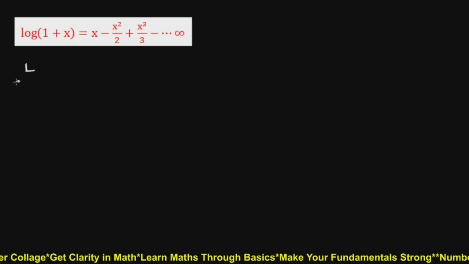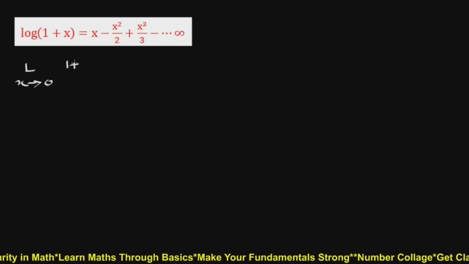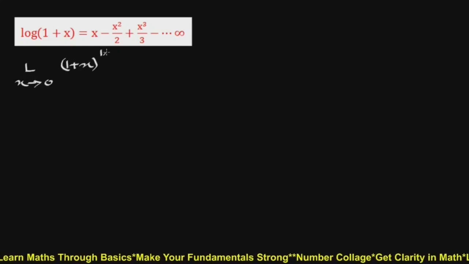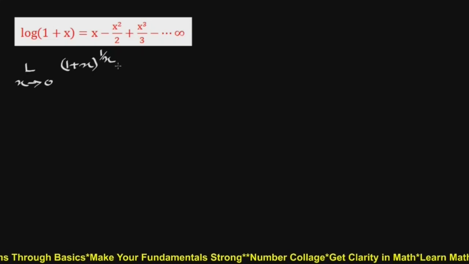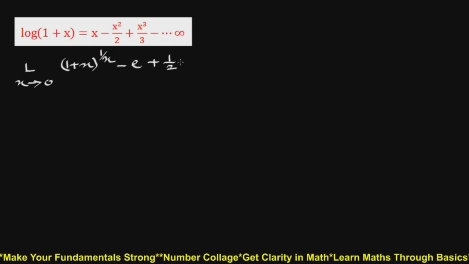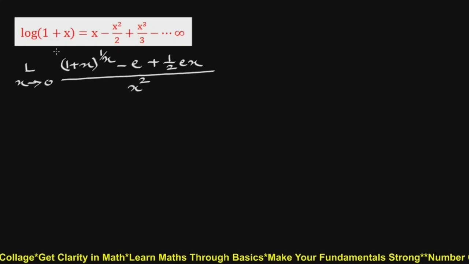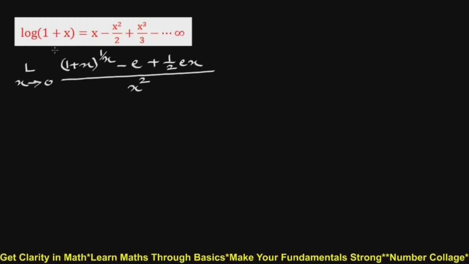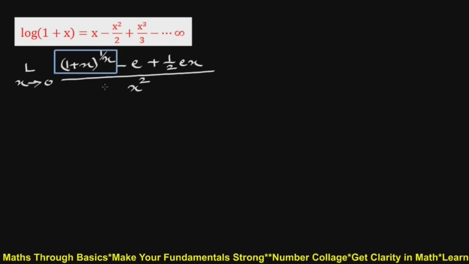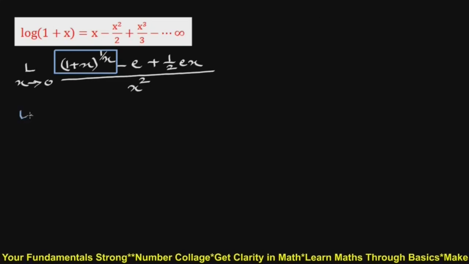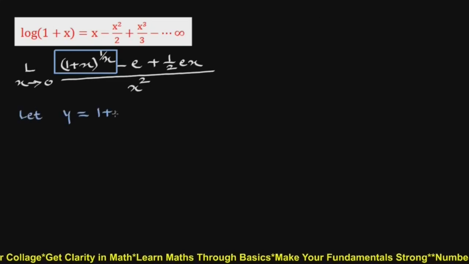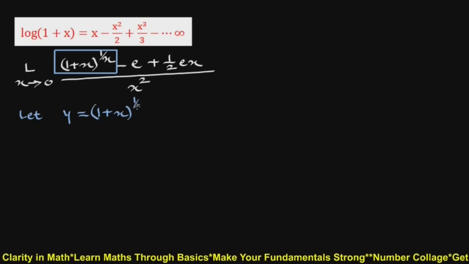Evaluate the limit as x tends to 0 of (1 plus x) to the power 1 upon x minus e plus half ex, all upon x square. First we will find the expansion of (1 plus x) to the power 1 upon x. Let y equal (1 plus x) to the power 1 upon x.